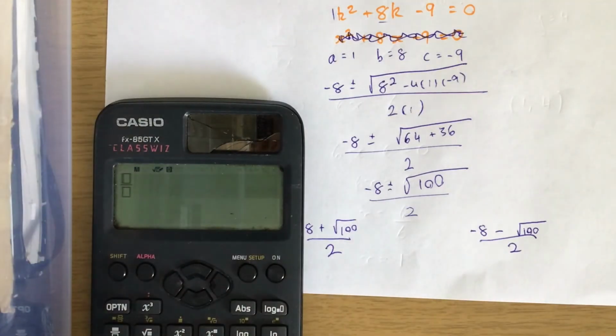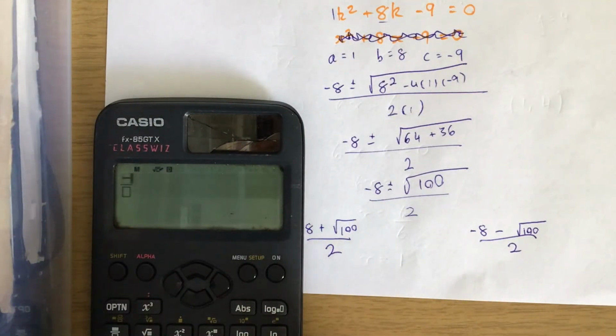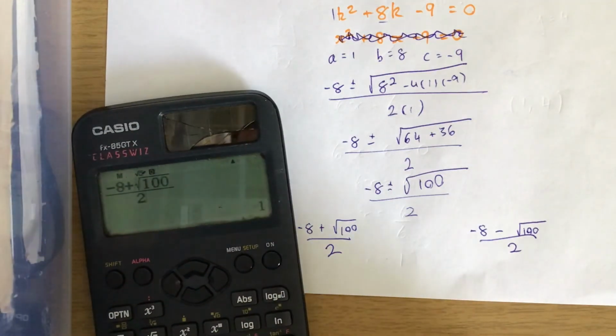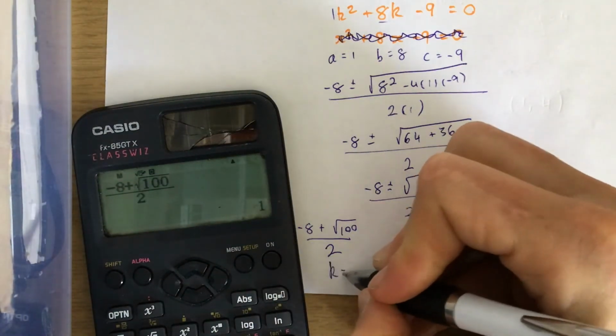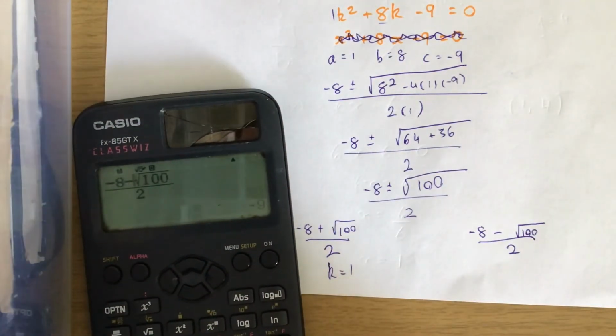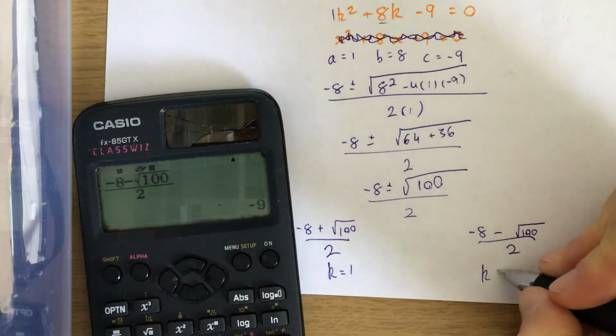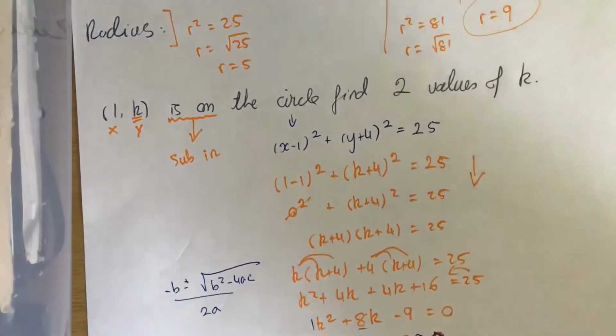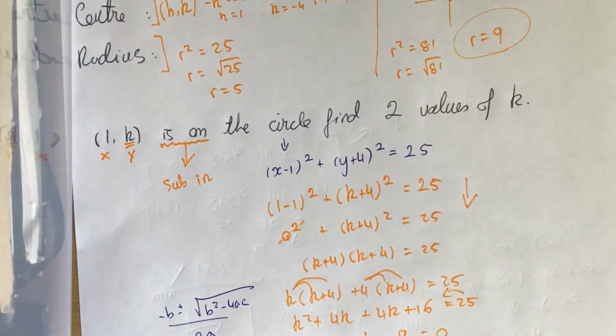So you do your fraction button first usually. Minus 8 plus square root 100 over 2. 1 is the answer, so k equals 1. And then we can change this to a minus, and k equals minus 9. So they are your two values for k: 1 and minus 9.